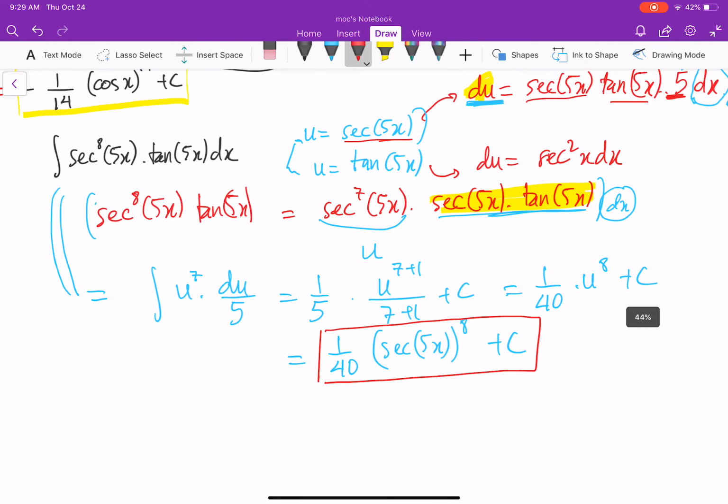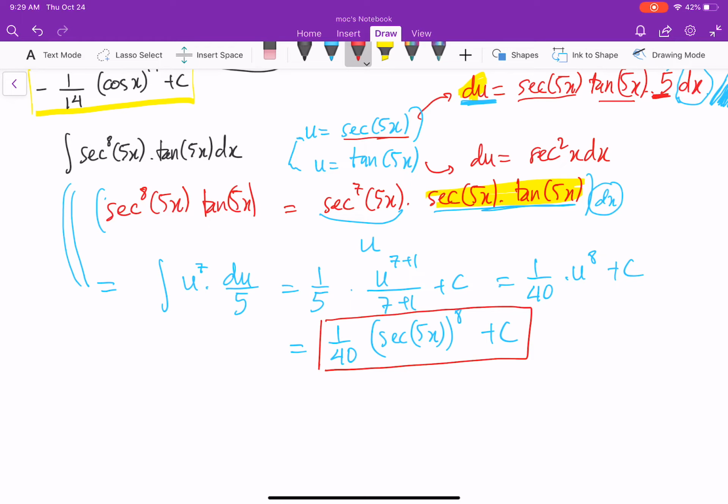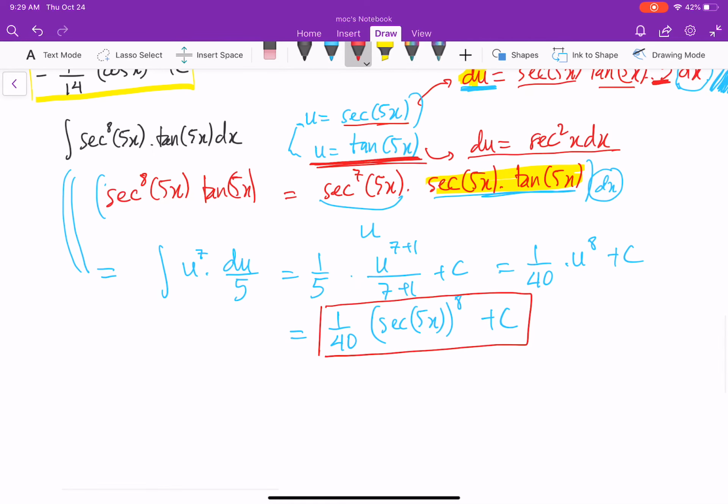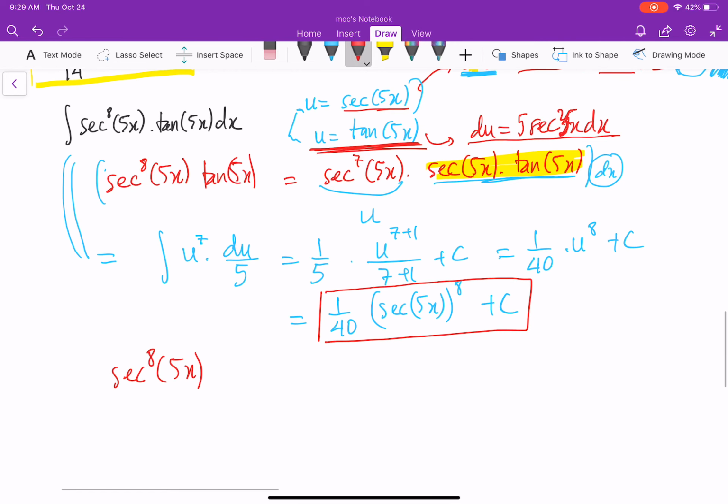All right, so if you do u equal to tangent of 5x, you have du equal to secant square. But in the original integral, you have the following one. You have secant to 8, 5x. Here I should write 5, I just forgot about 5. So I have to write 5 in here regarding the chain rule. So I have secant to 8, 5x.